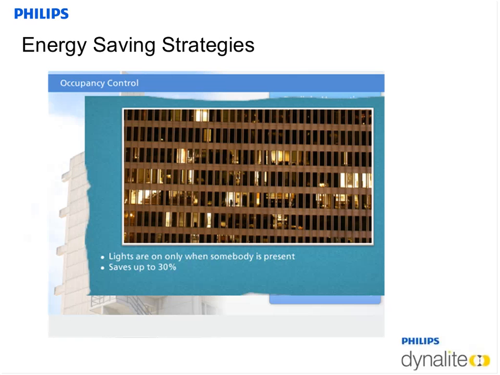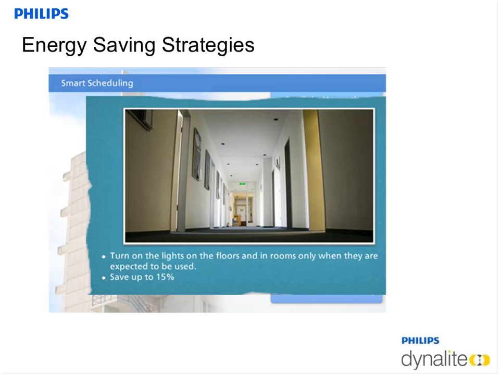Another energy saving strategy might be switching our lights on when somebody's present. Of course, absence detection, switching off when nobody's present. It will save us 30% if we choose to go down this route. Another energy saving strategy might be to incorporate smart scheduling. So we put in a time clock and then we switch off all areas as they're required or not required. Again, this can save us 15% just by installing a time clock.